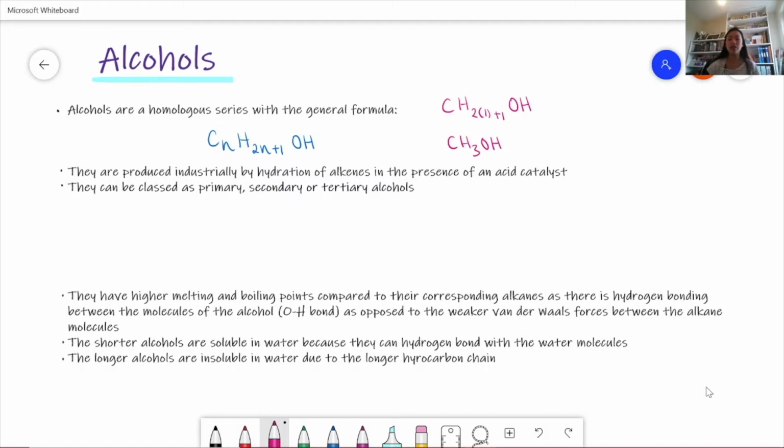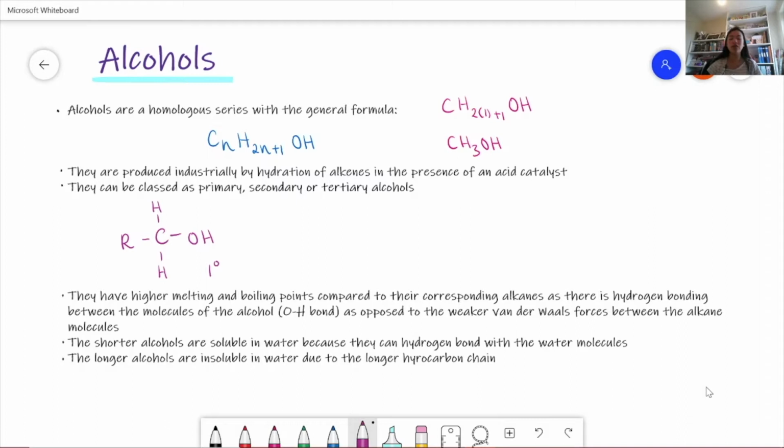Alcohols are produced industrially by hydration of alkenes in the presence of an acid catalyst, and they can be classed as primary, secondary or tertiary alcohols. For primary alcohols, the carbon which is attached to the OH is only attached to one alkyl group. So we have the carbon and the OH, and the carbon is attached to another two hydrogens and only one alkyl group, which is what the R stands for. So this is a primary alcohol.